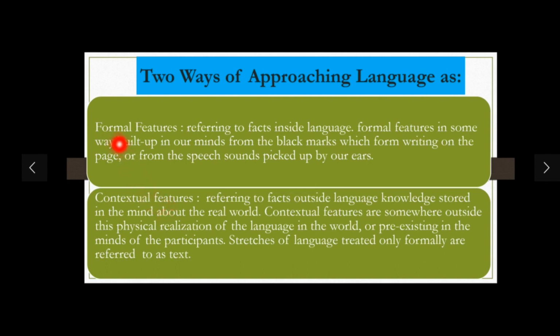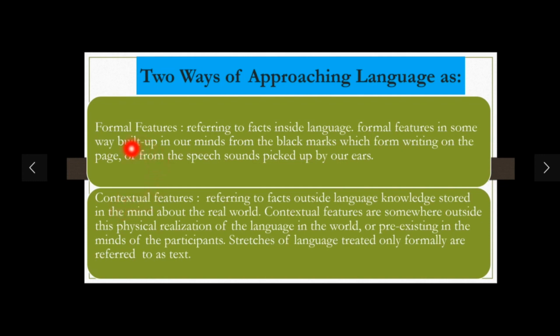So then cohesion will be something which is concrete or which has physical realization, while coherence is something which is abstract. We cannot see it, but we can logically think whether the sentence is logically connected or not.